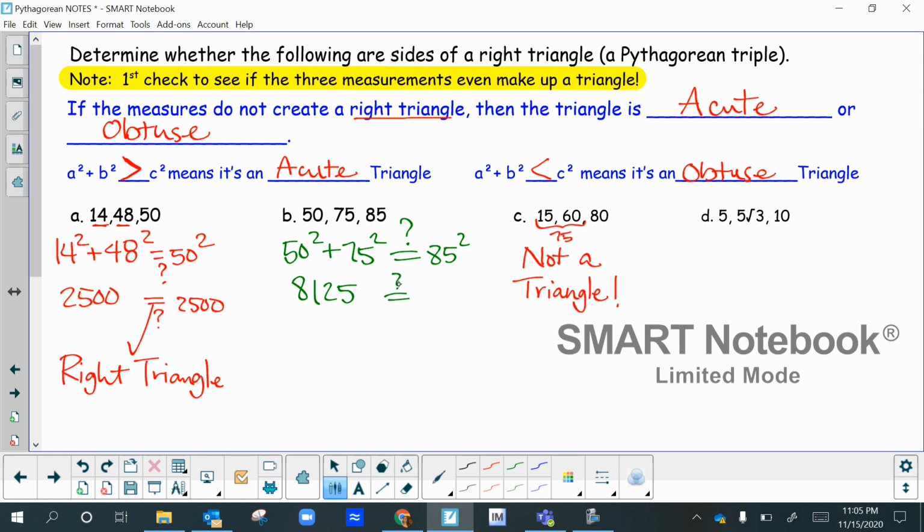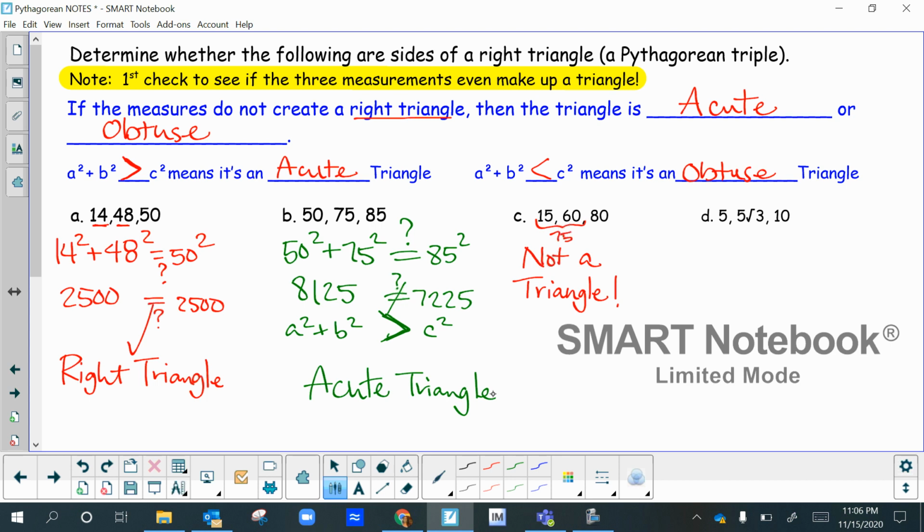So is that equal to 85 squared? Let's see what 85 squared is. 85 squared is 7,225. So clearly they're not equal. This side is greater than this side. So a squared plus b squared was greater than c squared, and so we said that this is going to be an acute triangle.